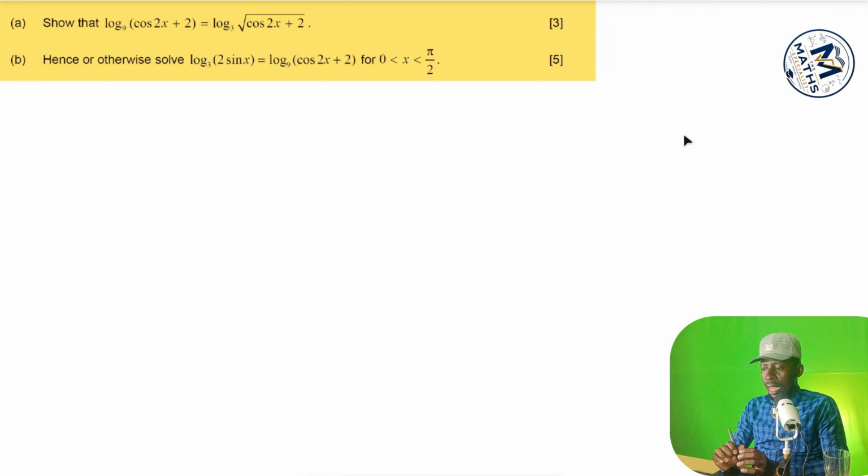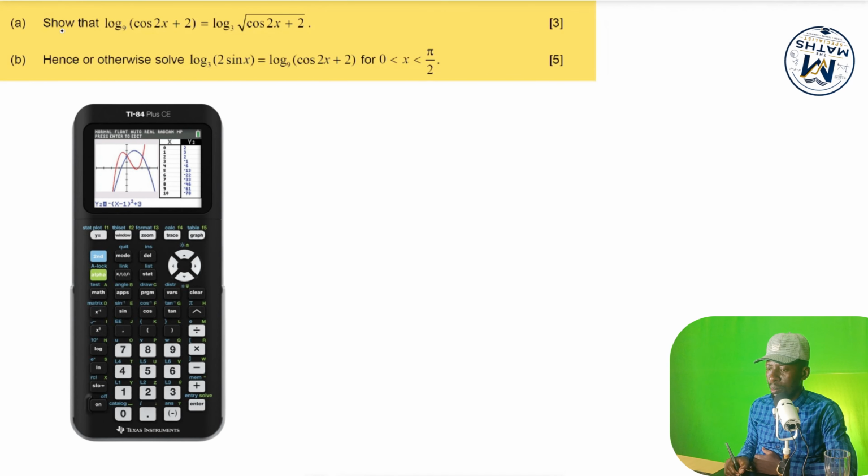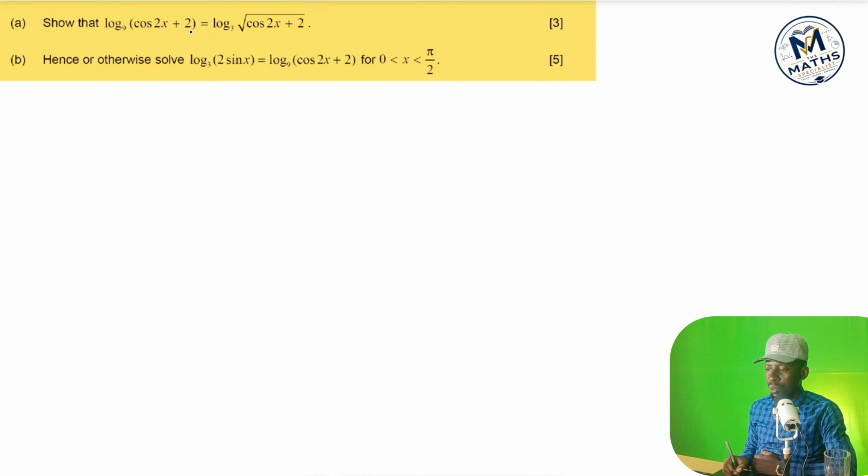This is a Math HL problem, as you can see on your screen. The problem says: show that log base 9 of cosine 2x plus 2 is equivalent to log base 3 of the square root of cos 2x plus 2. Okay, so, solution.